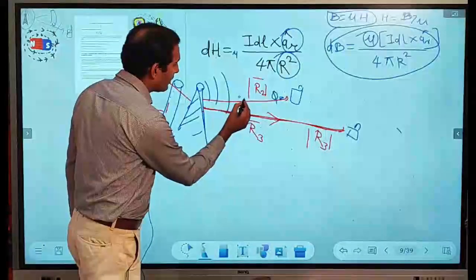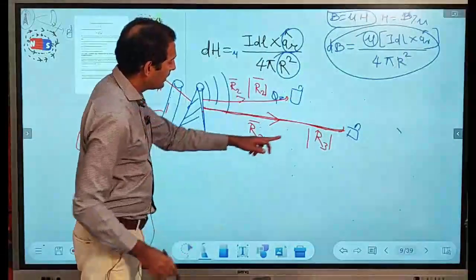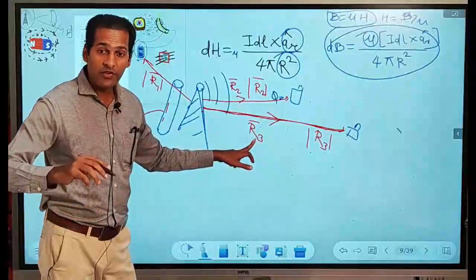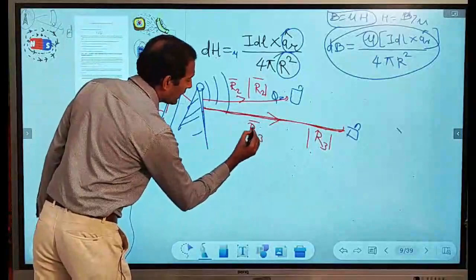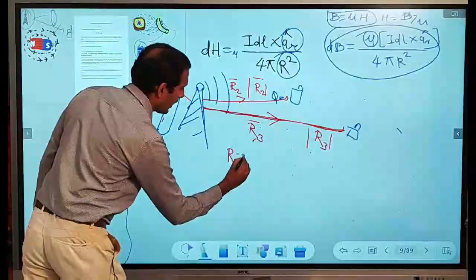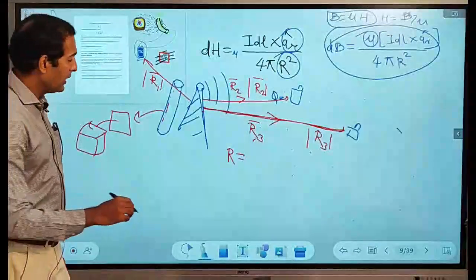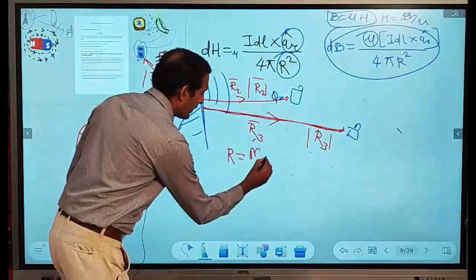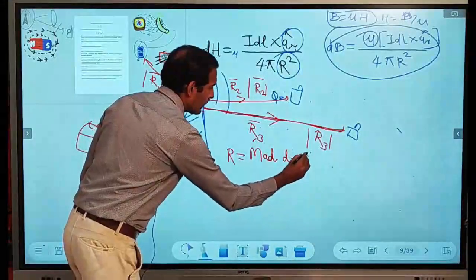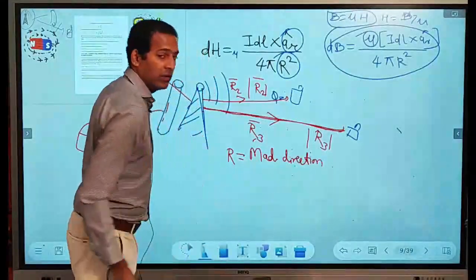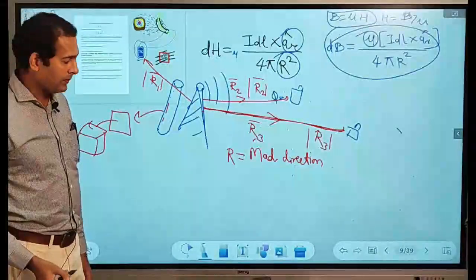Now what will be the vector here? r2 bar. This is the magnitude, this is the vector. Differentiate between that. Now the third parameter: any vector r, whether it is 1, 2, 3, 4, 5, whatever the number, is equal to what? Magnitude into direction. And what is the direction? aR cap.